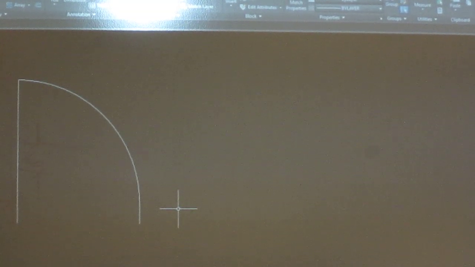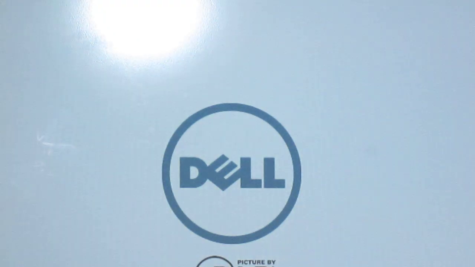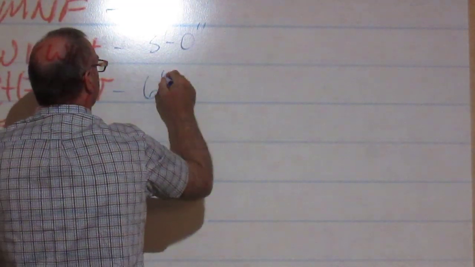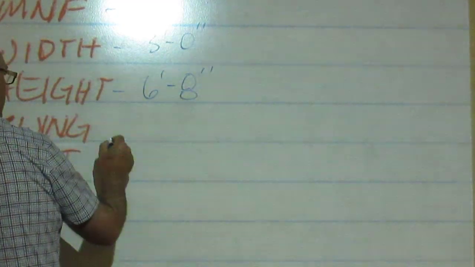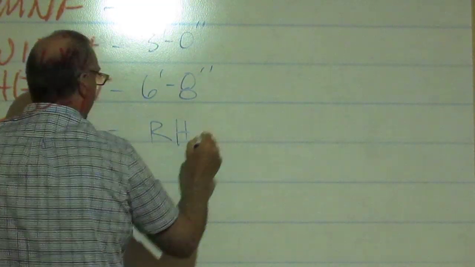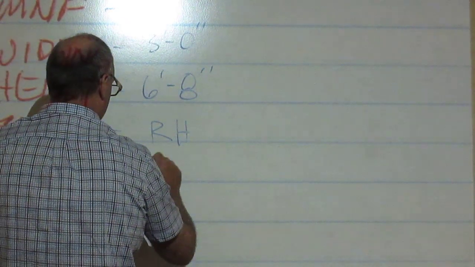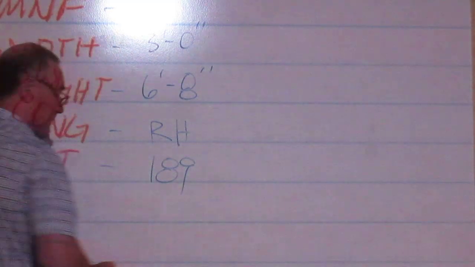So we're going to go to the door. I want you to do the same thing, except we're going to use these values. I'll just put them up here. Manufacturer, whoever you want. Width, let's do 3 foot 0 inch. Height, 6 foot 8 inches. Swing, let's make it right hand. Actually, I made a left hand symbol, but cost, let's go for $189.